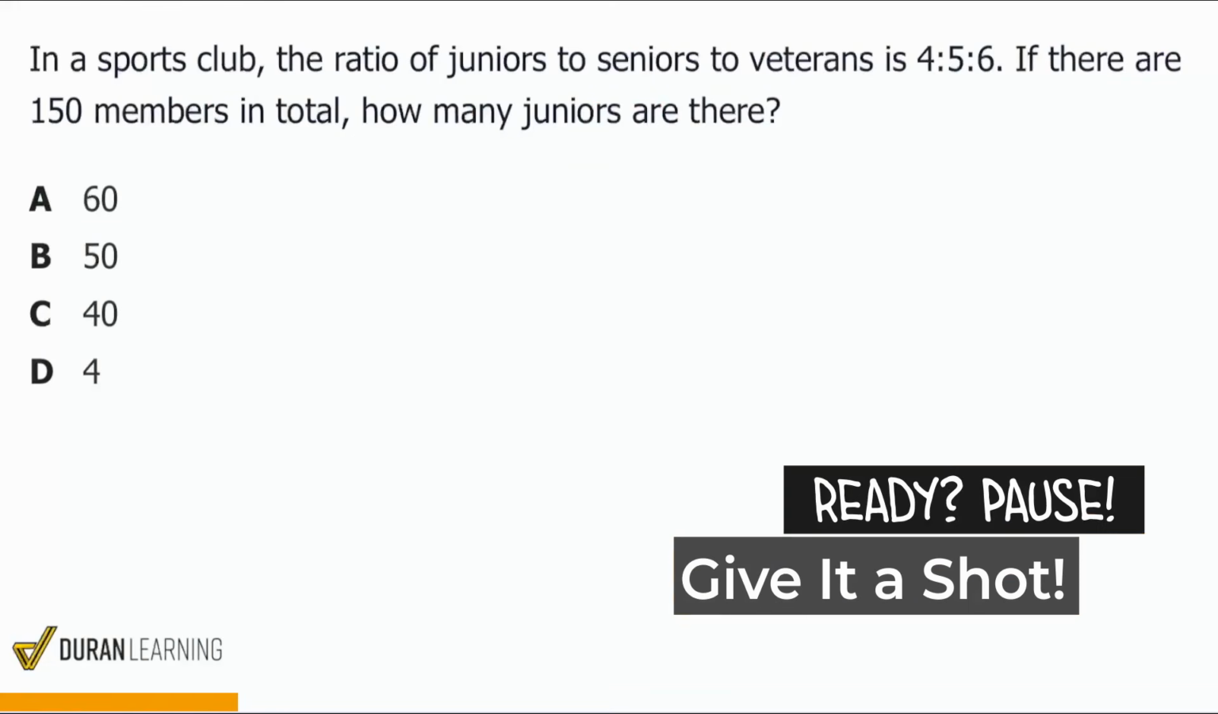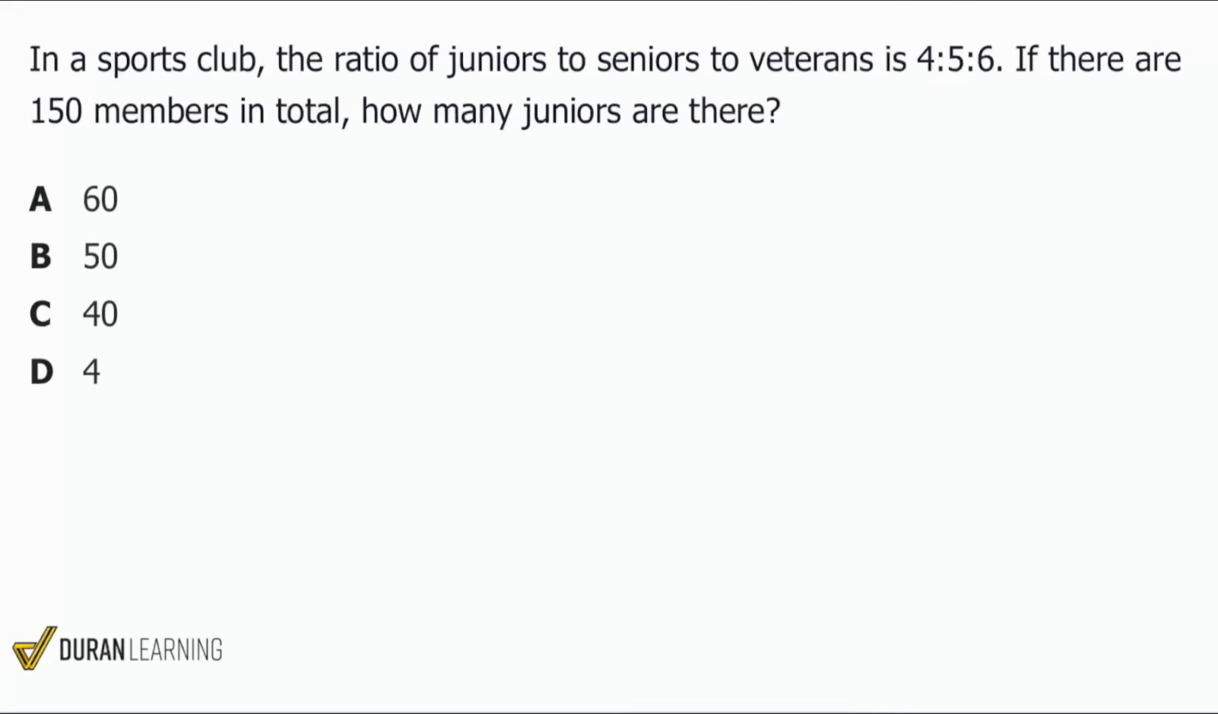All right, coming into this next question here, we seem to have a triple ratio question, but that's not going to distract us from performing the right way, especially in the beginning. We're going to start by reading the question sentence first, and it says, if there are 150 members in total, how many juniors are there?